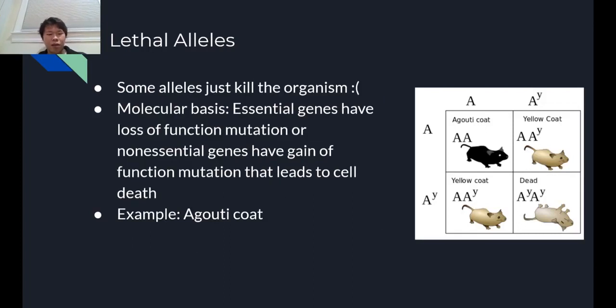And then this is kind of sad, but basically some alleles will cause mutations, and that will kill you. So agouti coat is great, and so are yellow coats, but if you're homozygous for AY, well, you're dead. Sorry.